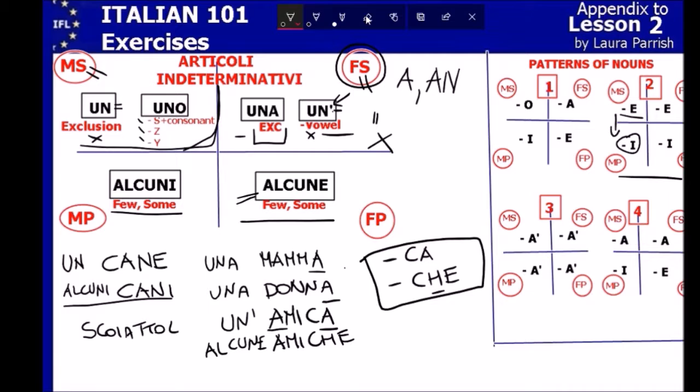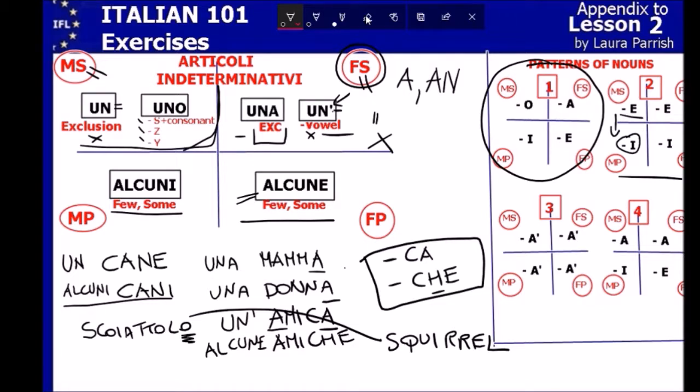Scoiattolo. Scoiattolo means squirrel. Oh gosh, I think I didn't spell it right. It means squirrel, the animals that run on the tree all the time. Okay, this is scoiattolo. It belongs to this pattern that I remember is the most common.